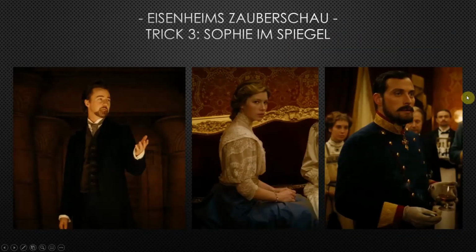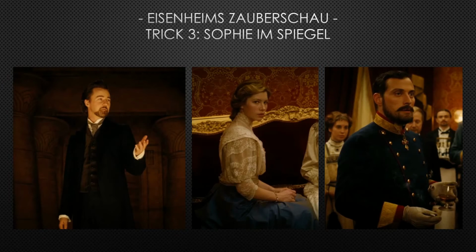So the next trick is Sophie in the mirror. Let's first have a look at the clothes. So he is clothed in a dark suit, a brown vest, and dark trousers. She is all in blue, gold, and white. So this is all Apollonian colors. This is all Dionysian colors, except for the shirt. It's white, but that might be just the default thing to wear.